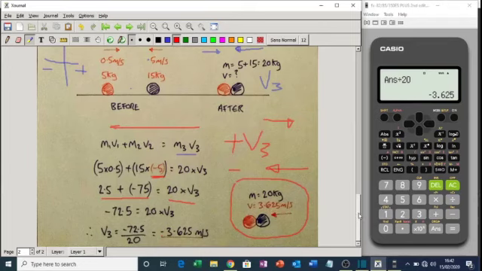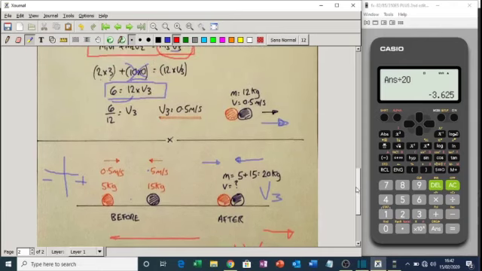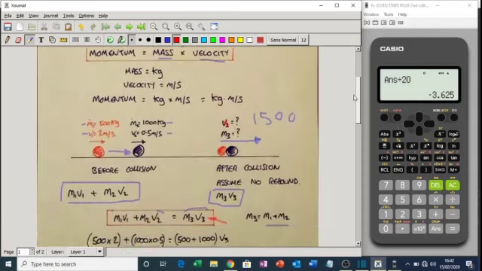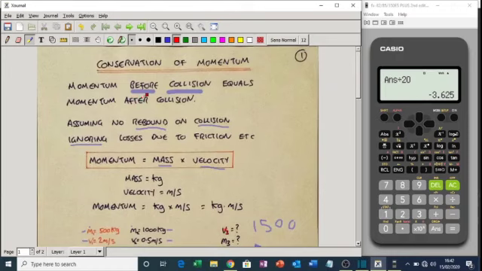So hopefully that makes momentum a bit clearer. Conservation of momentum. Momentum before is momentum after. Don't forget, we are assuming there's no rebound, and at the moment we're ignoring losses due to friction. Make sure your mass is always in kilograms and your velocity is always in meters per second.